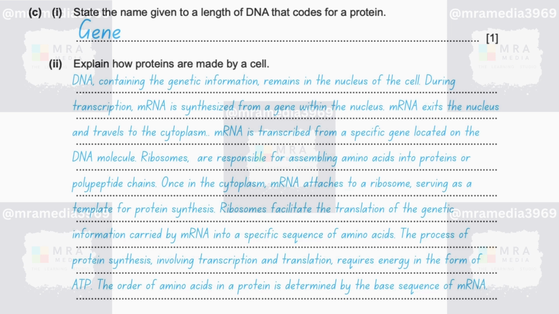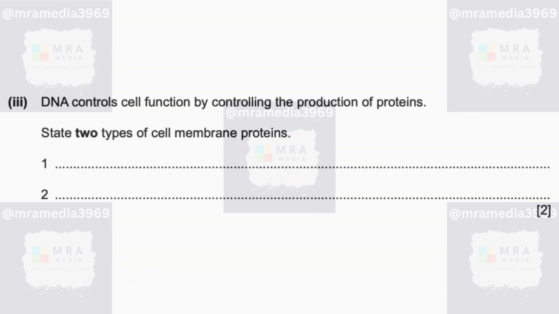The process of protein synthesis involving transcription and translation requires energy in the form of ATP. The order of amino acids in a protein is determined by the base sequence of mRNA. During translation, the sequence of codons on mRNA, which is complementary to the DNA sequence of the gene, specifies the arrangement of amino acids in the newly synthesized protein. This is the last part of question 2, right? So, DNA controls cell function by controlling the production of proteins.